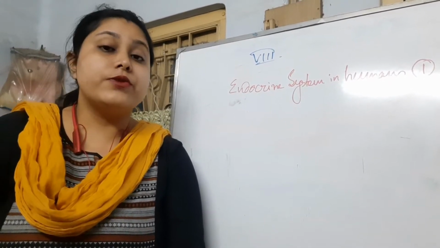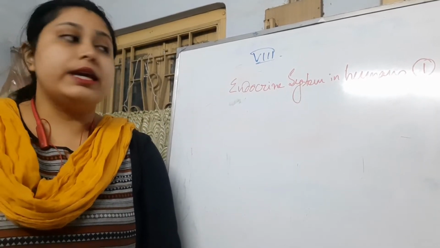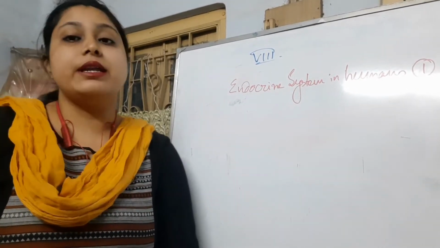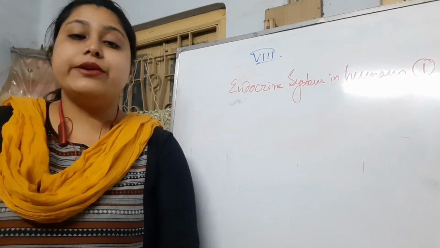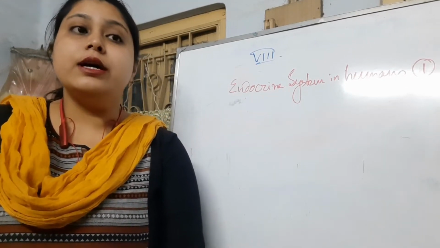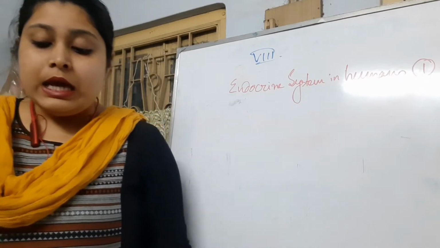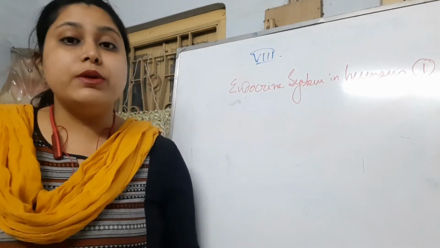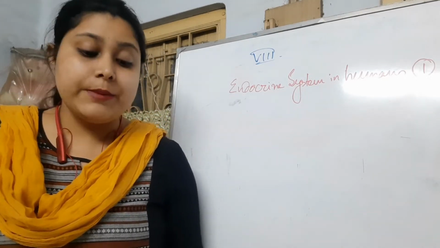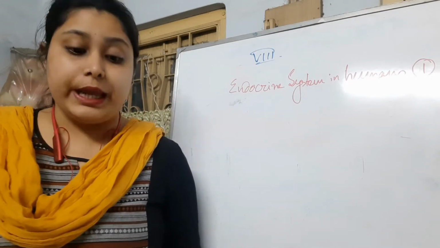This video is for class 8 biology and the chapter that I will start today is the endocrine system in humans. So you all know in our body there are various kinds of glands that can secrete something. All the organs, tissues and cells are working properly with the help of these glands, and they are working in a coordinated manner.